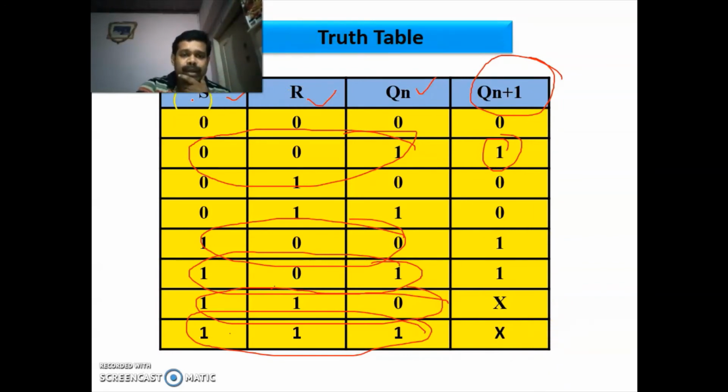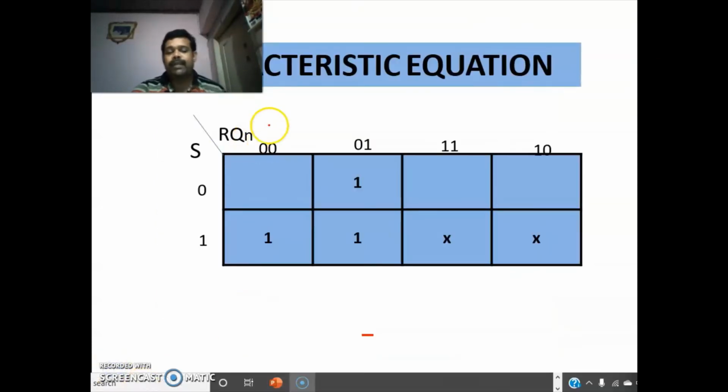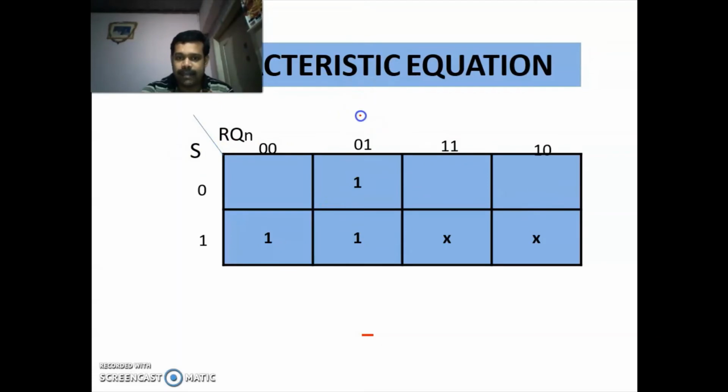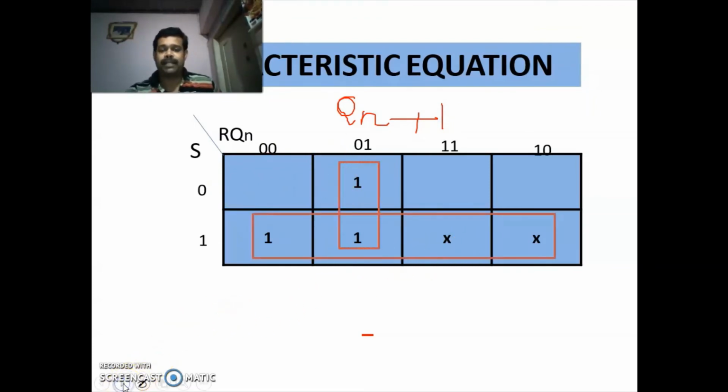How many input variables are we having? 3 input variables. So we are drawing a 3 variable K map, and the variables are the input variables S, R, and Q of n. From the column of Q of n plus 1, this K map is for Q of n plus 1. So we have plotted the ones and don't cares, and we are going for grouping. These are the two groups we are getting. The expression for this group is S, and the expression for this group is R bar Q of n.